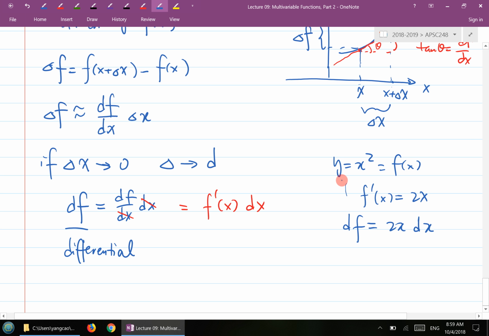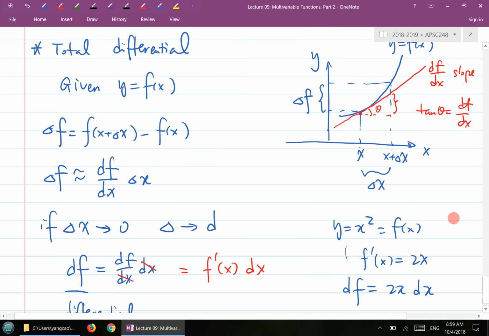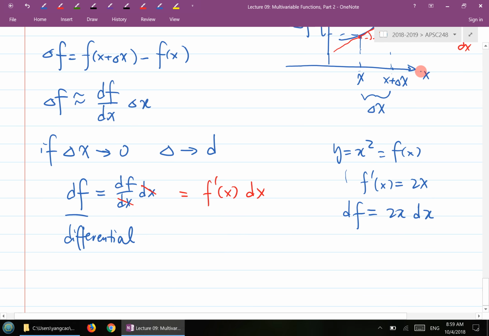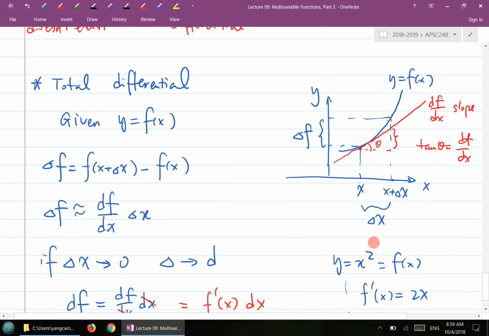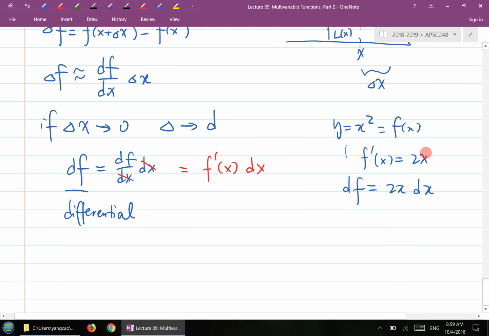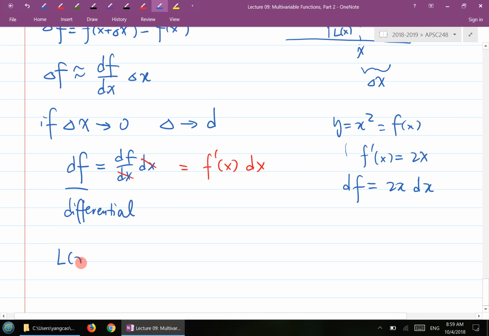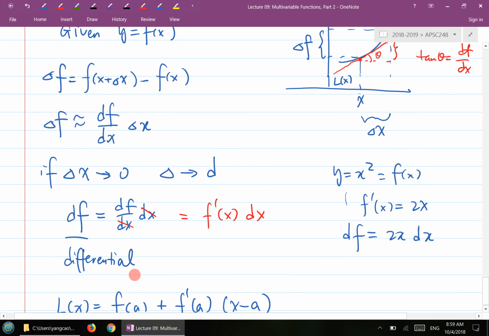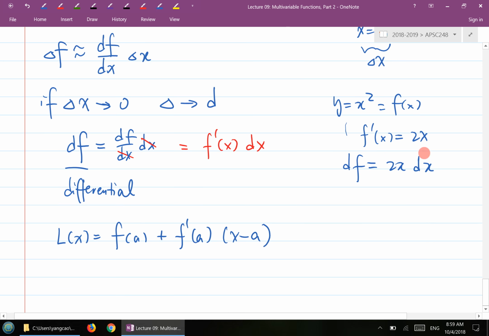Okay. Very good. So I want to emphasize this differential concept here. Also, we're approximating this curve using this straight line here. If I call this straight line L, then you can derive the line equation easily. Let's say this is x at a location, right? Then that's your line equation.